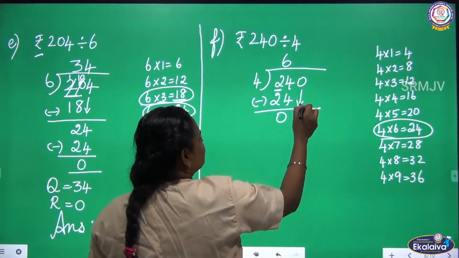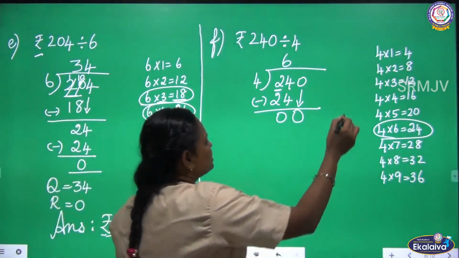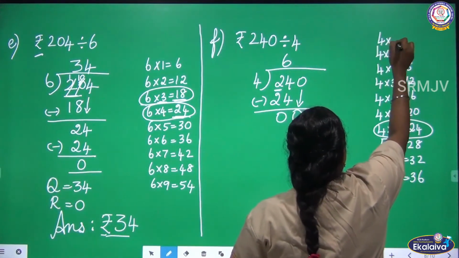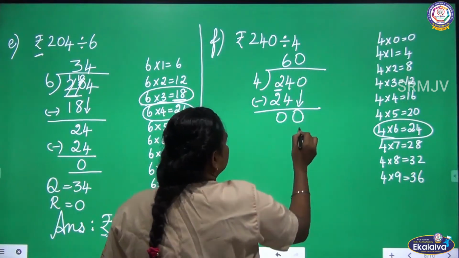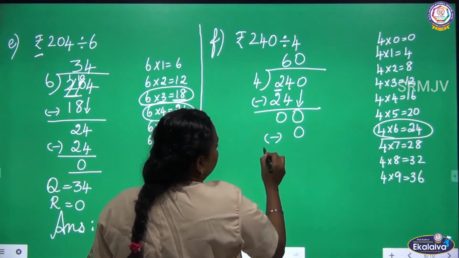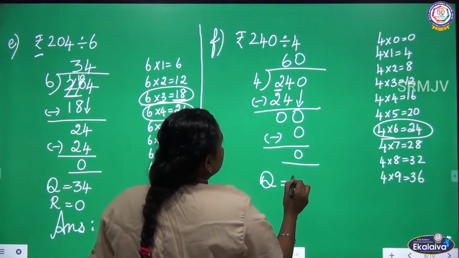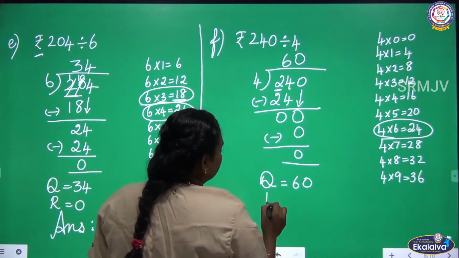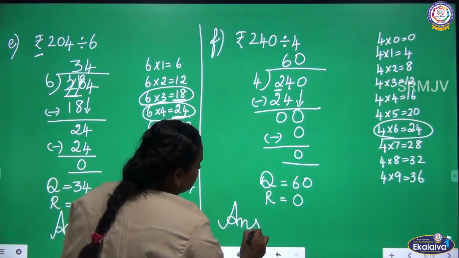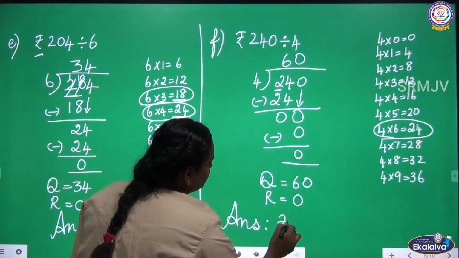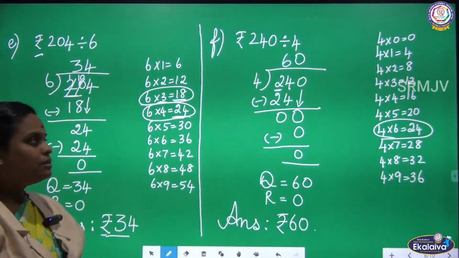Next we will carry 0. So 0, how many times, children? 4 zeros are 0. So you can write 4 zeros are 0. So 0 minus 0 is 0. So tell me the quotient now. Quotient is 60. Remainder is 0. So the answer is, you can write rupees 60.